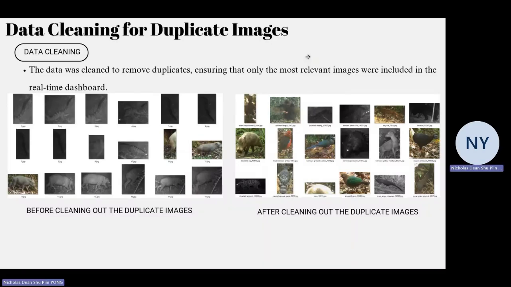My name is Nicholas. To begin this project, we focus on cleaning the dataset provided. Initially, it contained 20,000 images, including numerous duplicates. Through data cleaning, we identified and removed duplicate entries, narrowing it down to 56 unique and relevant images. These refined images were then prepared for use in the real-time dashboard, ensuring clarity and precision in the visualizations.